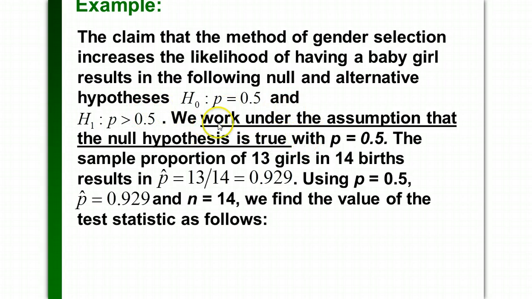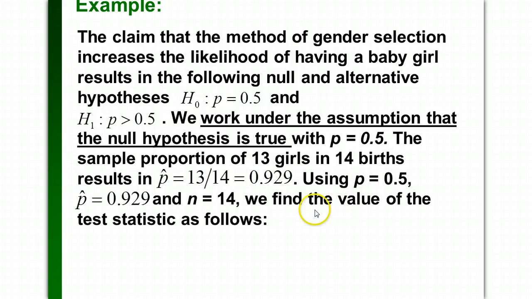Now, what this is saying is that we work under the assumption that this is true. Even though the company that does the gender selection believes otherwise, we work under the assumption that this is true, so we have a center of that bell curve. So this is the assumption that p is equal to 0.5. Our sample proportion, p hat, is 13 out of 14, which is 0.929, roughly 93%.